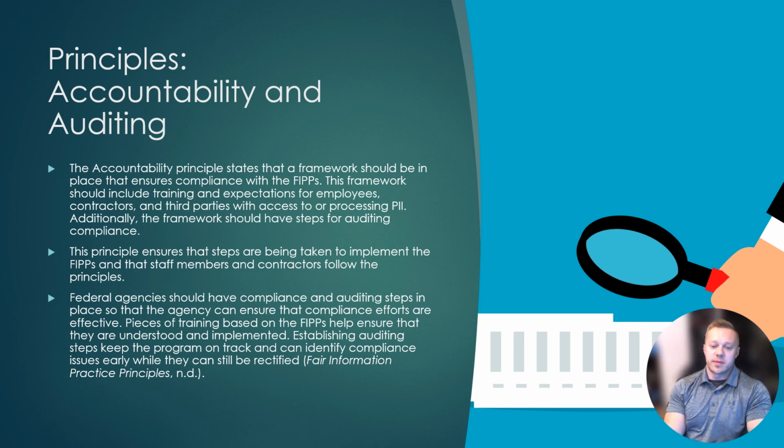This principle ensures that steps are being taken to implement FIPPs and that staff members and contractors follow those principles. Federal agencies have compliance and auditing steps in place so the agency can ensure that compliance efforts are effective. When you audit, you need to make sure: is this an effective program? Are we effectively implementing these principles? Pieces of training based on FIPPs help ensure that they are understood and implemented. Establishing an auditing step keeps the program on track and can help identify compliance issues early while they can still be rectified. So basically, identifying issues before they become bigger issues.